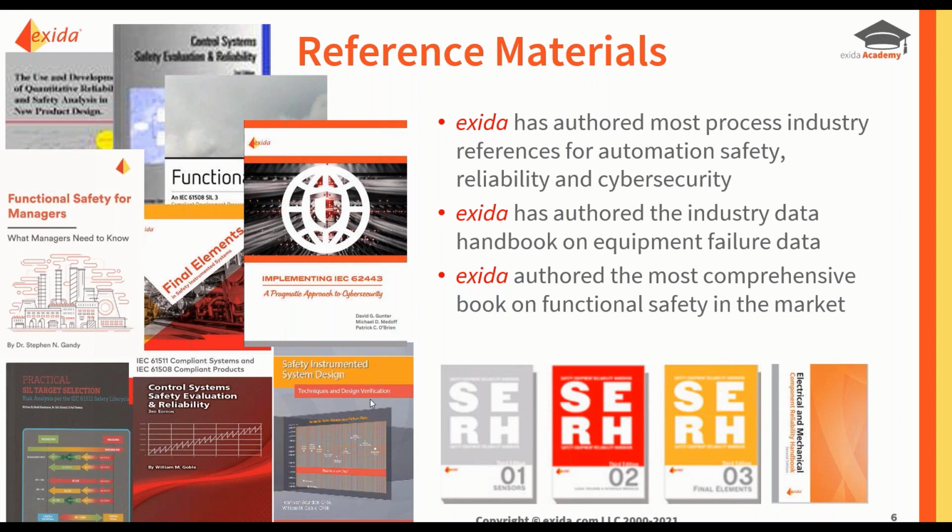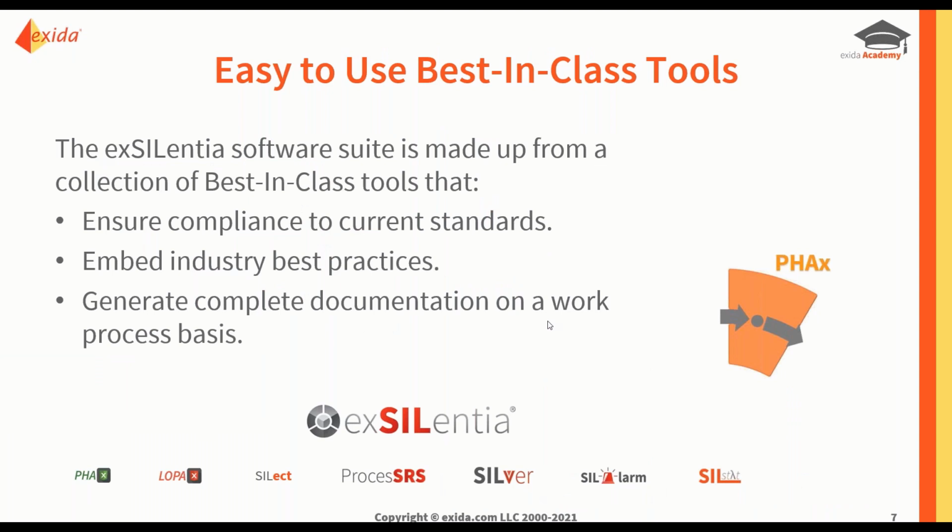The other series of books you see down at the bottom here, the SERH, that's the Safe Equipment Reliability Handbook. That has all the failure rates for typical devices that you would use in process applications, safety applications. And this is what's built into the Excellencia tool. So the Excellencia tool is a suite. You can either buy the whole lot together as either Enterprise or Ultimate, and you can buy the individual tools for the PHA, for example.